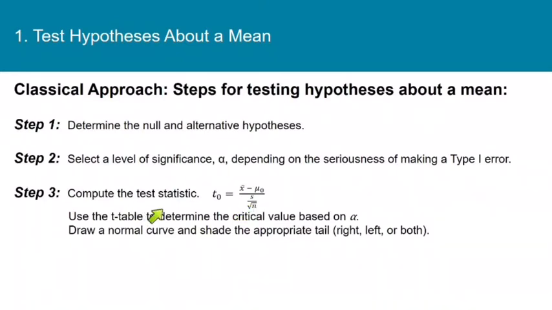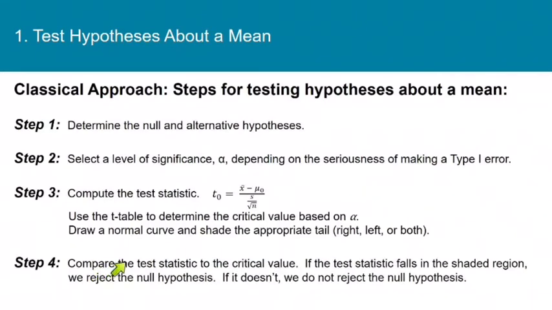So after we compute the test statistic, then we will use the t-table to determine the critical value based on alpha. In other words, alpha is the area in the tails of the curve, and then the critical value is the t-score that matches that area. And then we draw a normal curve and we put our critical value on that curve, and we shade the appropriate tail, either right or left or both. And then in step 4, we compare the test statistic to the critical value. If the test statistic falls in the shaded region, we reject the null hypothesis. If it doesn't, then we don't reject the null hypothesis.